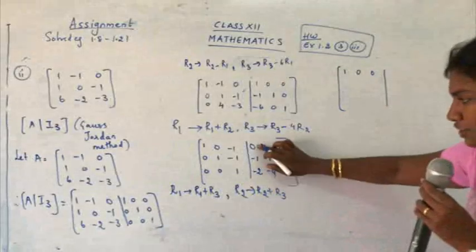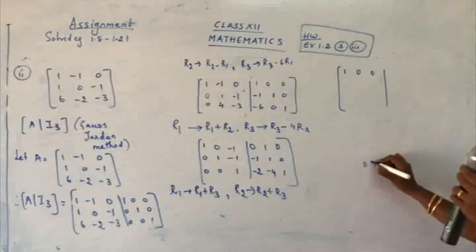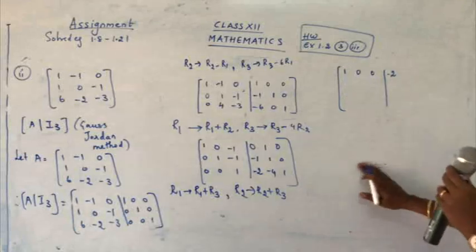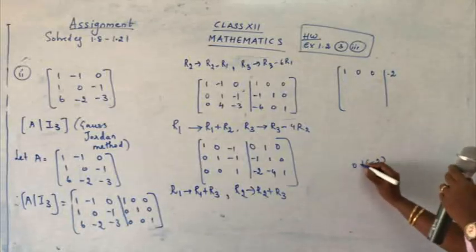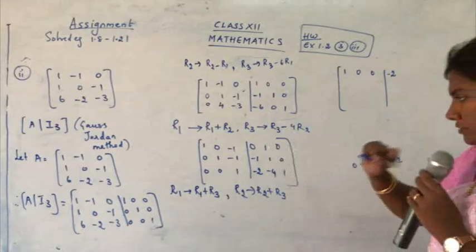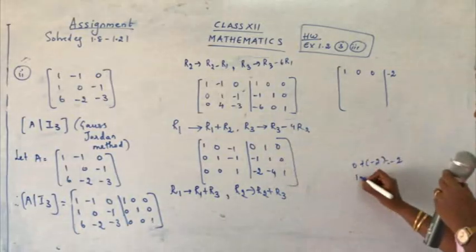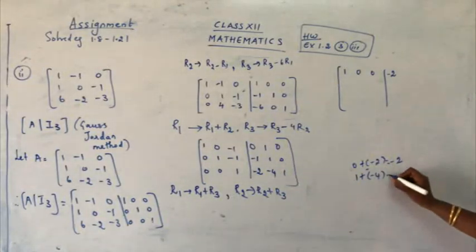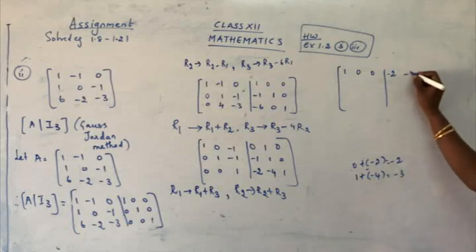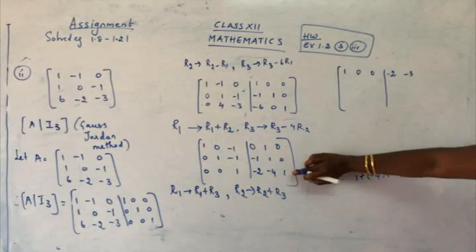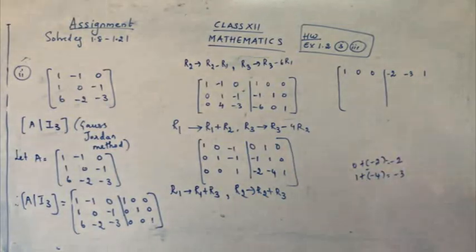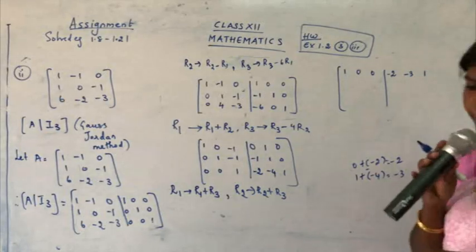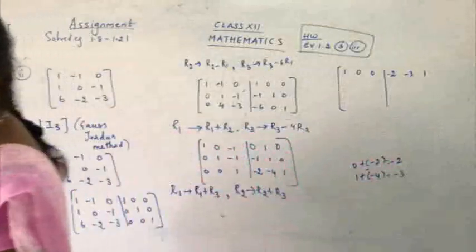0 plus of minus 2 is minus 2, do not get confused. Next, here, yes children? 1 plus of minus 4. So plus minus gives you minus. So 1 minus 4, minus 3. 0 plus 1, 1. Done. So what we have got here? 1, 0, 0, minus 2, minus 3, 1.